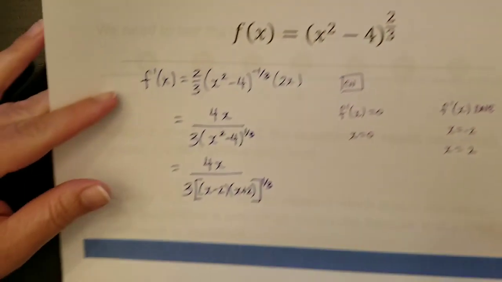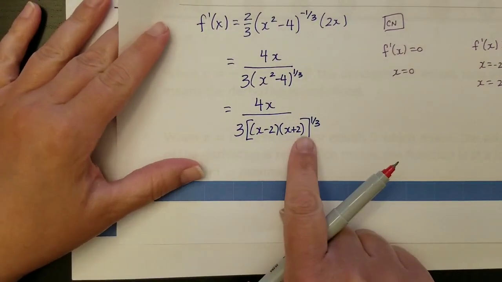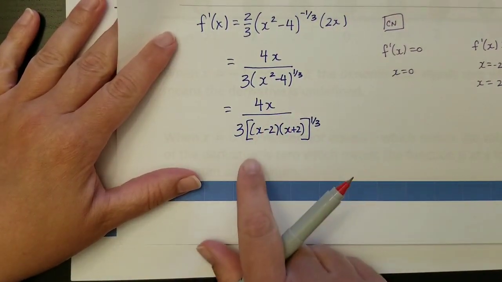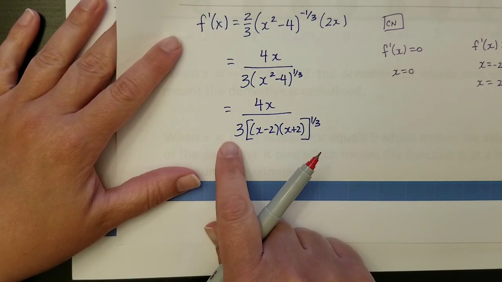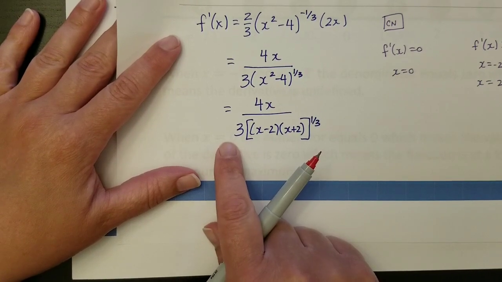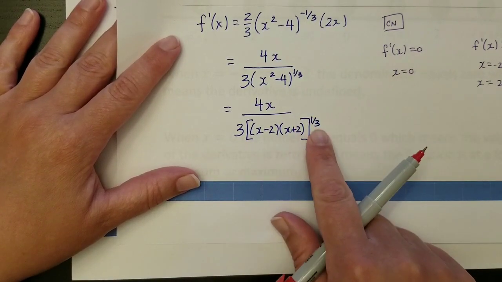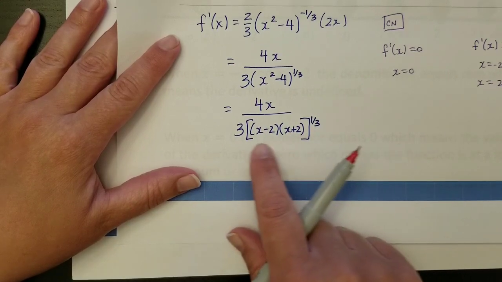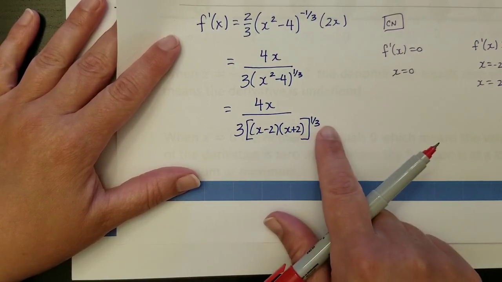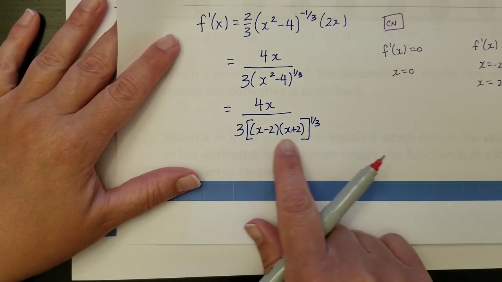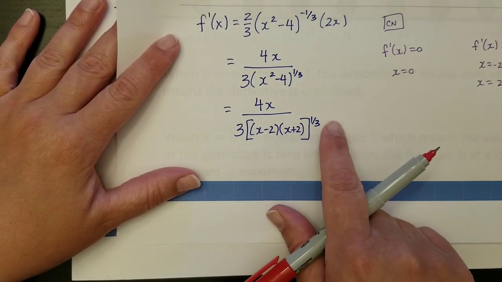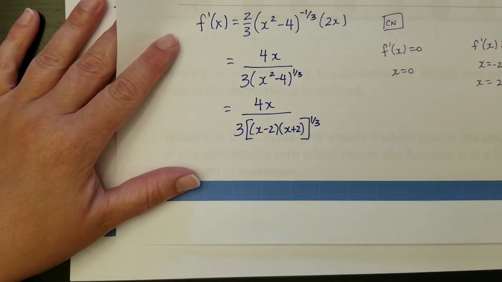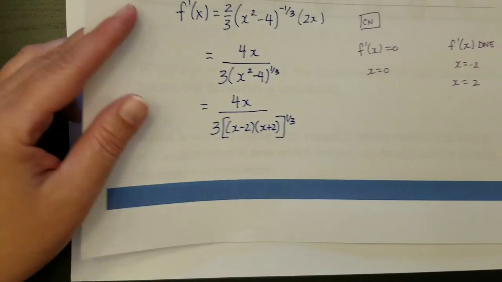Looking back at my derivative, I see I've got a 4x in the numerator. I have these two factors in the denominator. If I'm looking at the sign of the derivative, the 3 is not going to affect the sign, nor will this 1/3 exponent. If we have a negative number in here, the cube root of a negative will be negative. If we have a positive number in here, the cube root of a positive will be positive. So that cube root and the positive 3 out front don't change the sign of the derivative at all.